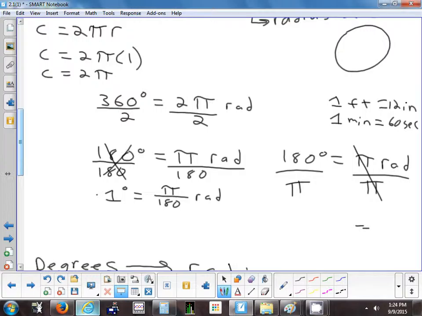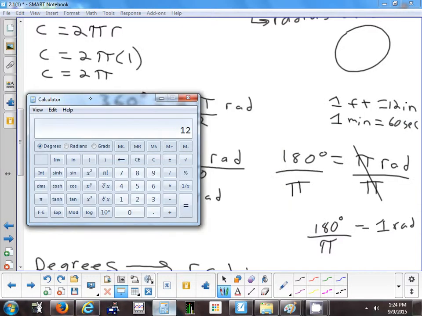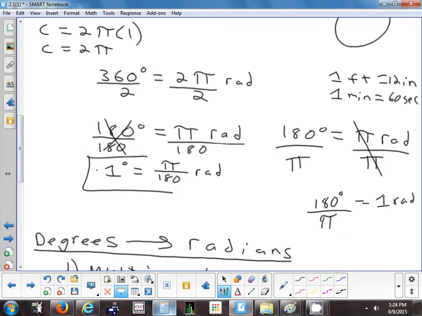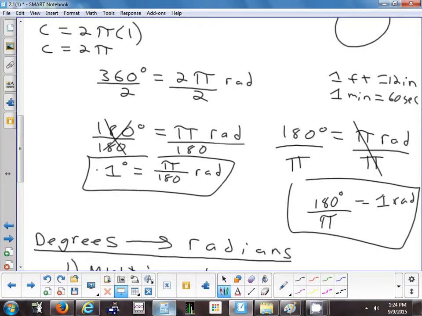You're going to get 1 radian equals 180 over pi degrees. So if you want to know how many degrees are in a radian, go ahead and divide that out. It's just a little bigger than 57. It's about 57.3. Okay, so notice how similar these are. One of them's pi over 180. The other one's 180 over pi.